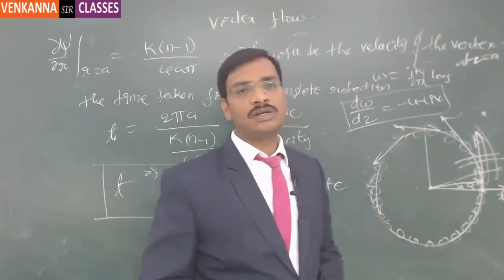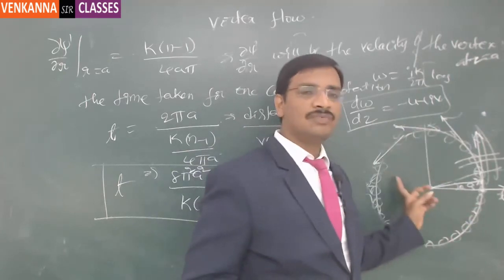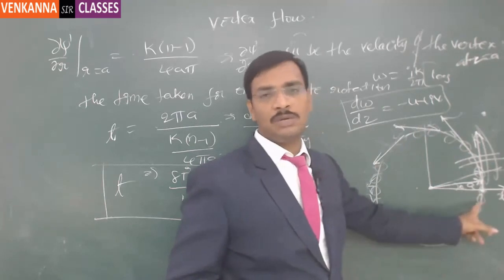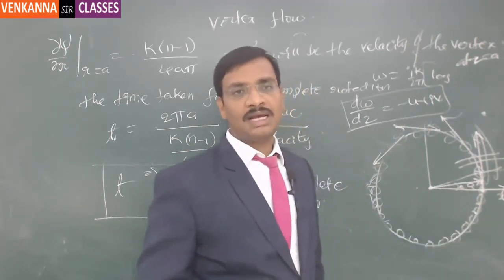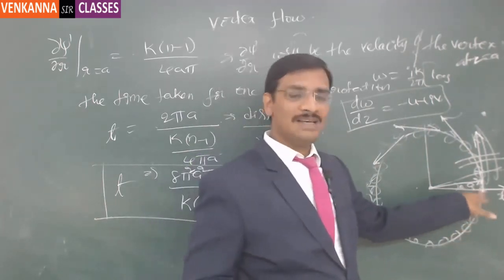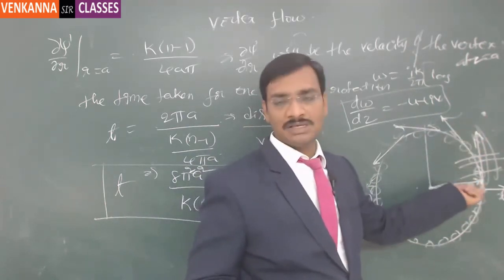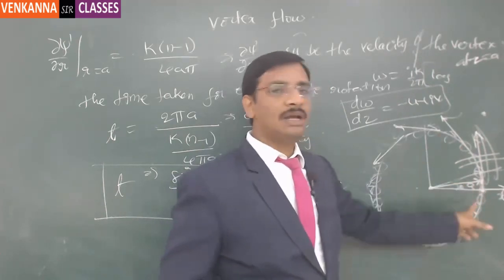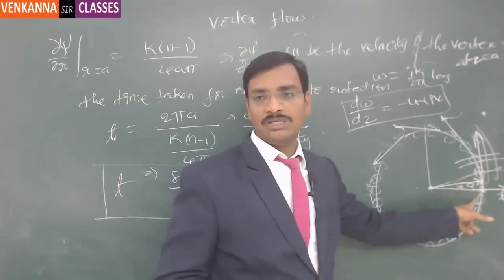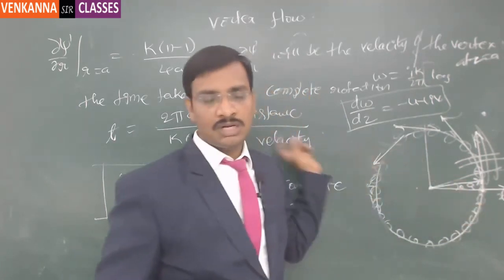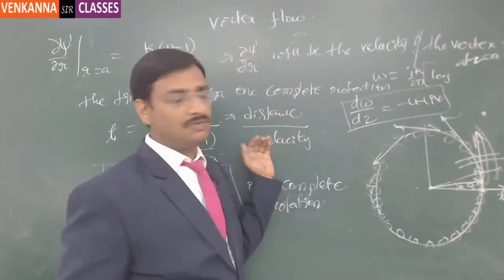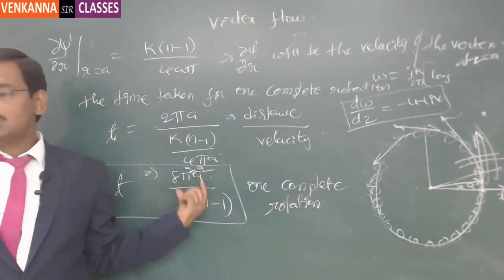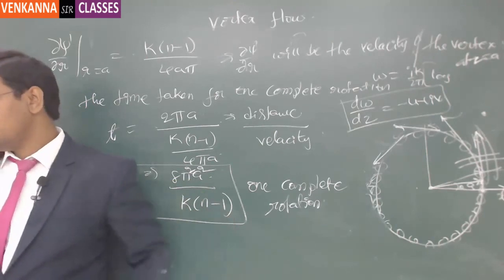Now the second question he asked was, if it is moving in a circular fashion, what is the time taken from this point to come back to the same position after one complete rotation? That time you can find once you find the velocity, the same way we found in the previous case. Once we find the velocity, take the ratio of distance by time. Distance is 2πa, and dividing by the velocity gives the time. This time comes out to be 8π²a² by k times (n minus 1). Got it?